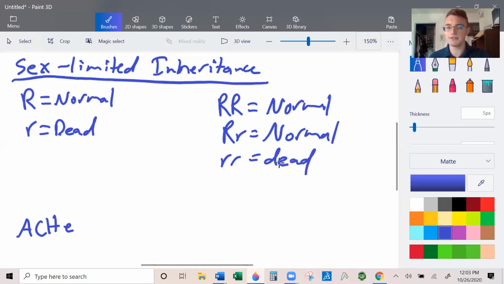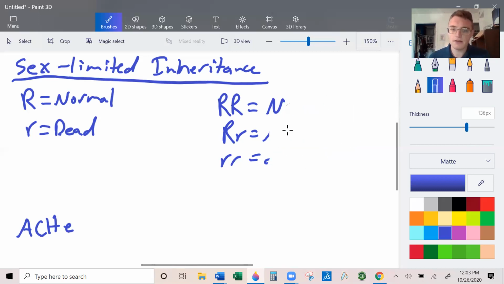Now, with lethal alleles, they never go to full term. So if you have a baby that gets two little r alleles, the embryo will miscarry. You will have a miscarriage before the baby is born. So let's see what this does to our Punnett squares.